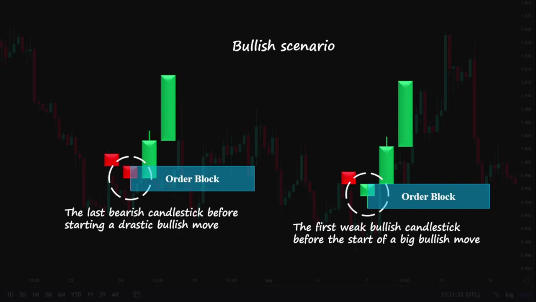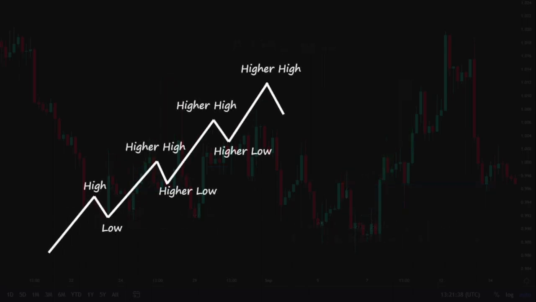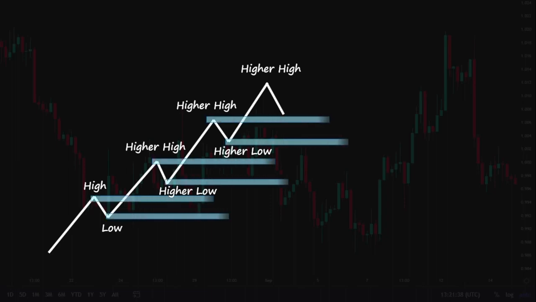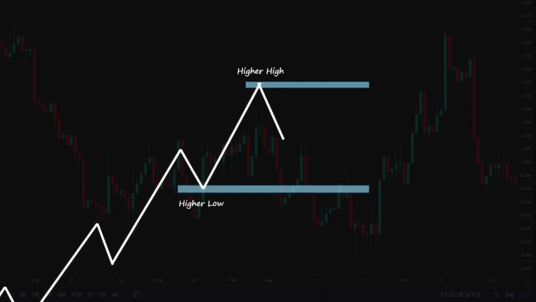So, let's move on to our next topics: break of structure and change of character. Imagine a trending market with a series of higher highs and higher lows. In this case, each of the highs and lows is the market structure levels, and the most recent higher high and higher low is the ones we monitor. Breaking the last higher high to the upside shows that price tends to continue to the upside, which we consider as a break of structure.